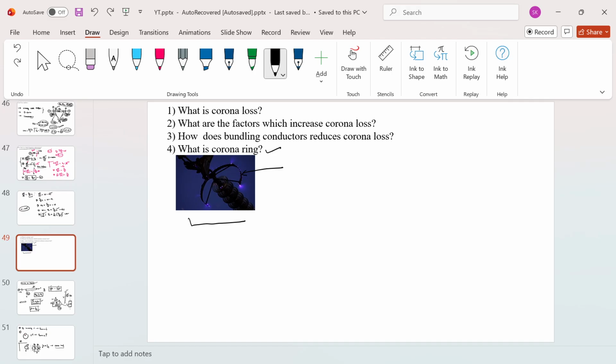So by using the corona ring, you are distributing the electric field that was initially congested, and now you will have less coronal loss. So these are the main points regarding coronal loss. I hope it is clear what coronal loss is, what factors increase the coronal loss, how to reduce it by using bundling conductors, and how to use the corona rings.